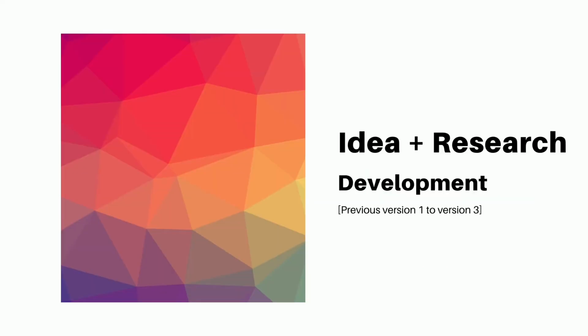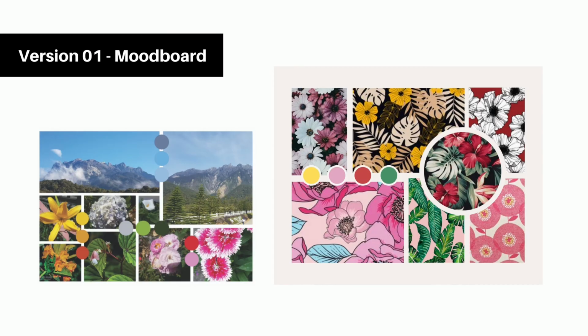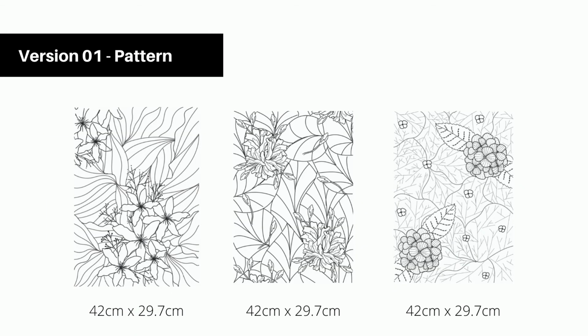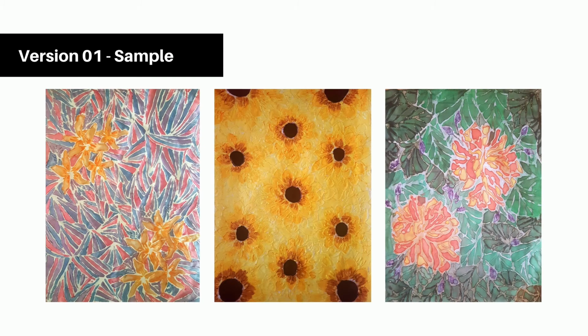For my idea and research development, from previous version 1 to version 3. For version 1, my selected subject matter is floral. The flora is inspired by flora in Kinabalu National Park in Sabah. And these are the patterns. It is a repetitive pattern. And these are the samples of exploration with hand painting on fabric.